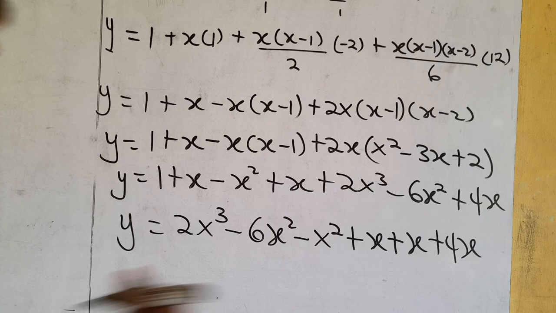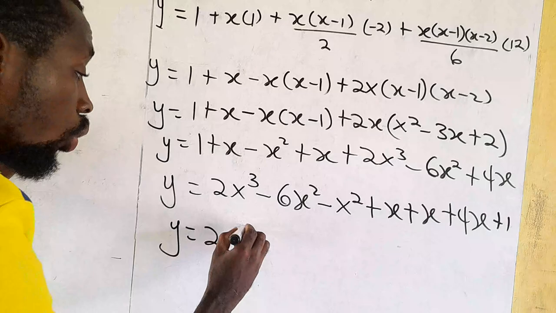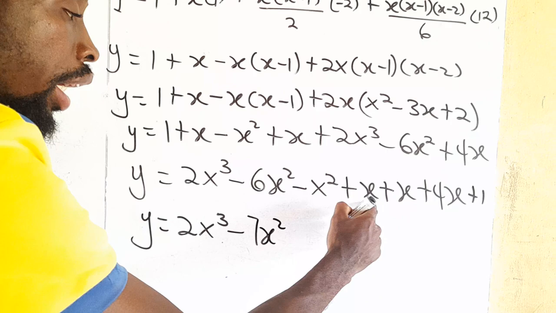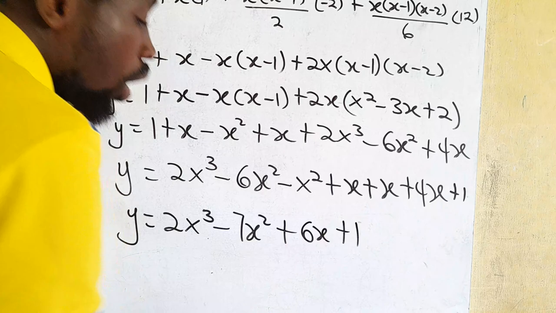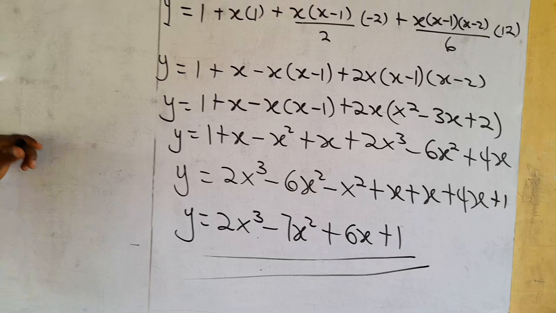So our y will be equal to 2x cubed minus 6x squared minus x squared. That will be minus 7x squared. Then x plus x, 2x plus 4x, that will be 6x. Then plus 1. Then we can say this is our polynomial function that connects our x to the y. I hope you get that.